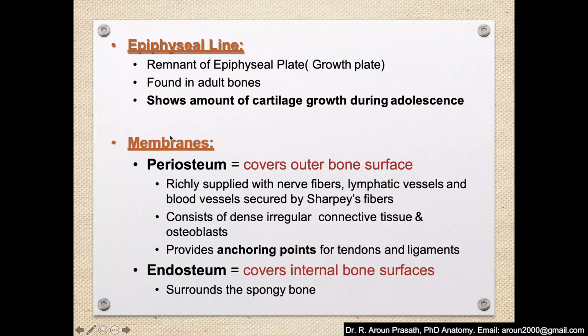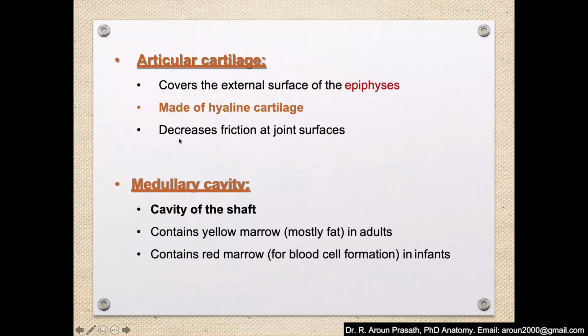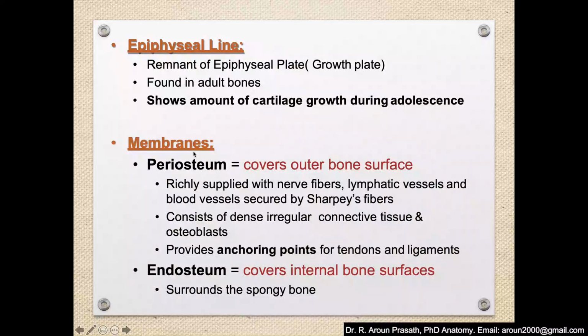Then the membranes. The outermost layer of the bone is called the periosteum. The inner layer, lining the compact bone, we call the endosteum. The periosteum is a membranous structure. The outermost layer has a large amount of sensory nerve fibers, and also blood vessels. The blood vessels enter the bone through small holes in the bone, which we call the nutrient foramen.